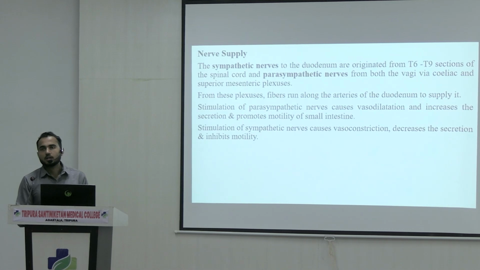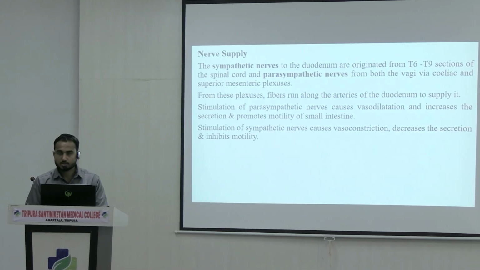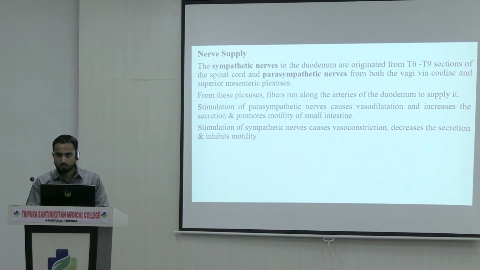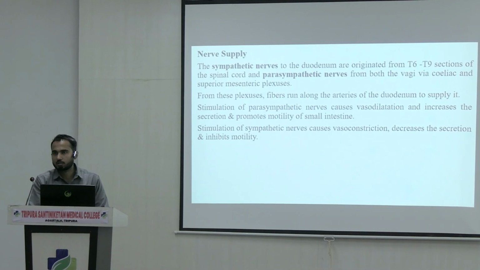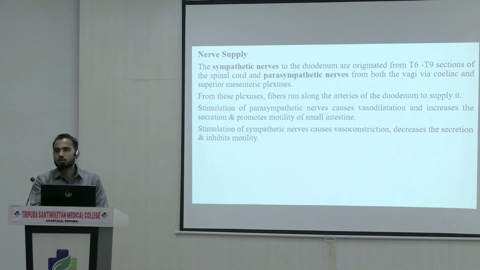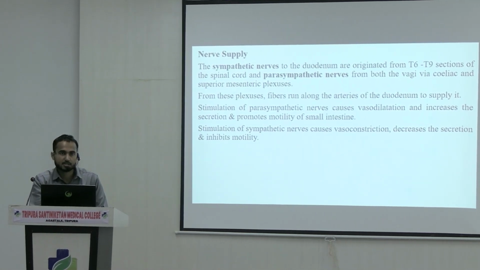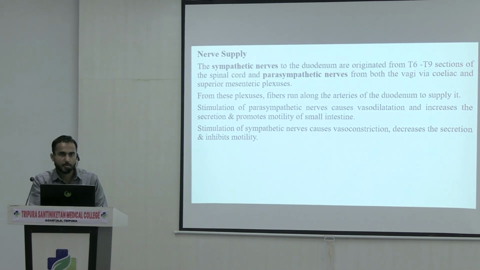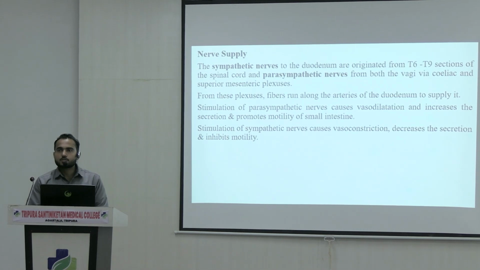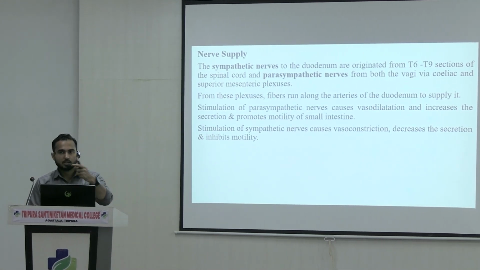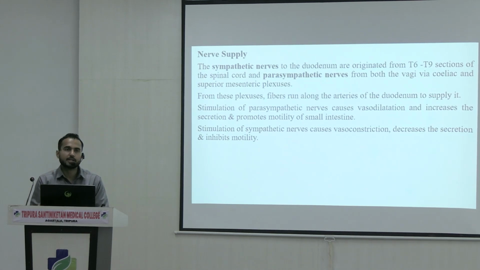After that, they will join the celiac plexus. The celiac plexus is one of the largest autonomic plexuses of the posterior abdominal wall, present around the celiac trunk. From the abdominal aorta, where the celiac trunk comes out, an autonomic nerve plexus is formed around it. That is called the celiac plexus. It is a mixed plexus where both sympathetic and parasympathetic components are there. After that, the nerves which arise from it will go and supply the particular organ.